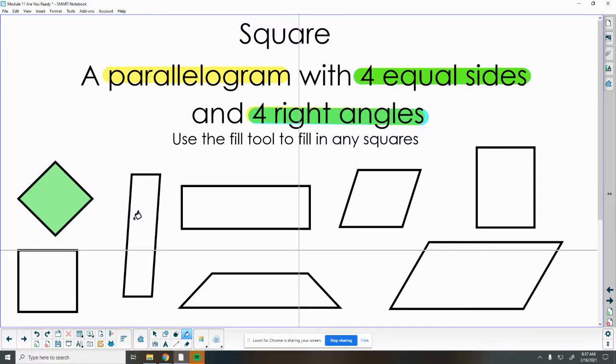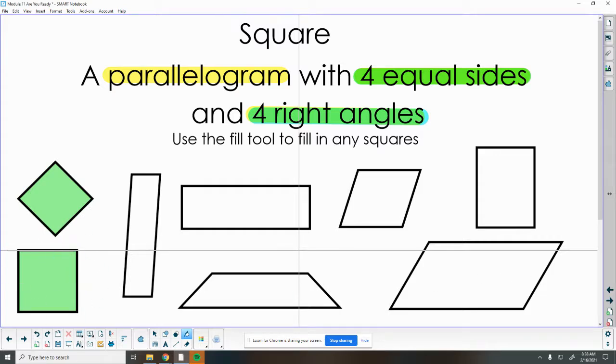This is not a square because the four sides are not equal. Not a square. They're not equal. These four sides are equal, but it doesn't have four right angles. So not a square. Not a square because it doesn't have four equal sides. Not a square, it doesn't have four equal sides or four right angles. Not a square, the sides aren't equal, the angles aren't right. So here is a square, four right angles, four equal sides.